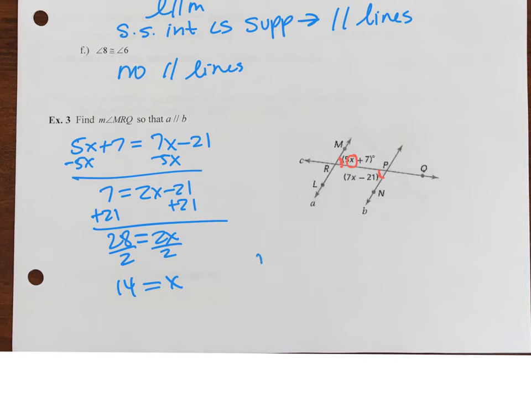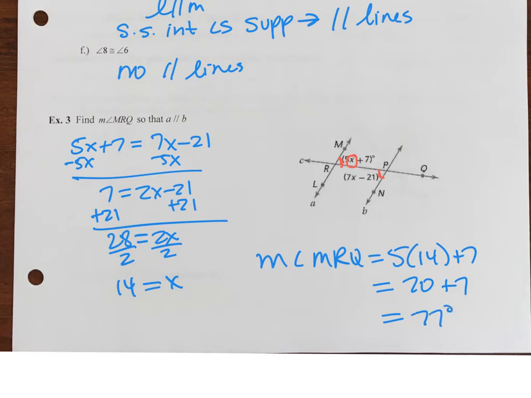So that would tell us that the measure of angle MRQ is equal to 5 times 14 plus 7, which is, let's see, 5 times 14 is 70, and then 70 plus 7 is 77. So the measure of angle MRQ would have to be 77 degrees in order for lines A and B to be parallel.